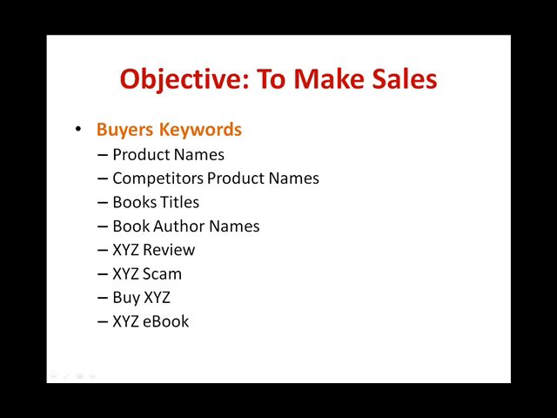If your objective is to make sales, the type of keywords you should bid for are biased keywords. Some example types of biased keywords to bid on are product names, competitor product names, book titles, book author names, XYZ review, XYZ scam, buy product, XYZ ebook.